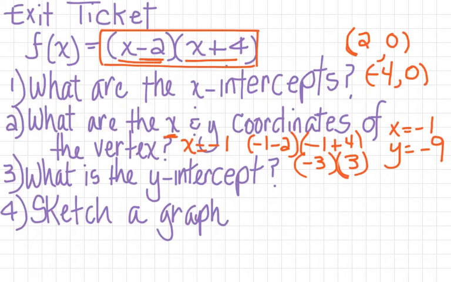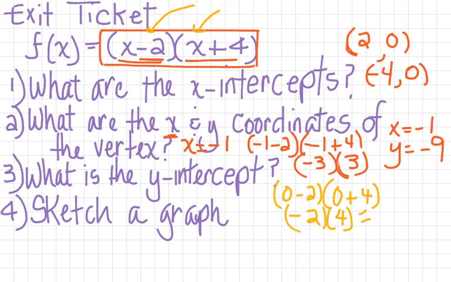And then, what is my y-intercept? Well, I'm going to remember that when I'm on the y line, my x is always 0. Therefore, I can substitute 0 back into my expressions right here. Put 0 in both times, which means I've got 0 minus 2 times 0 plus 4. Therefore, I have negative 2 times 4, which is equal to negative 8. Therefore, I know that my x is 0 and my y value is negative 8. Now, the only thing I have to do is sketch a graph.